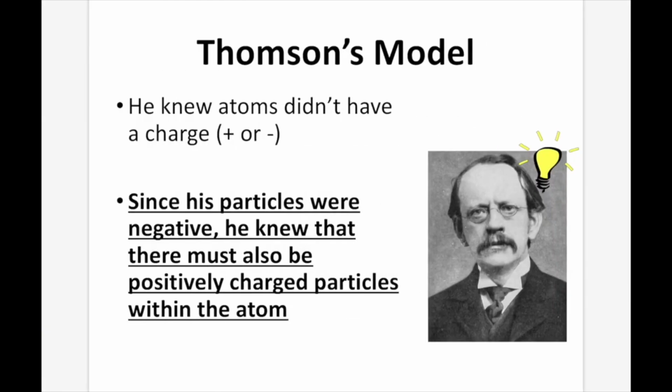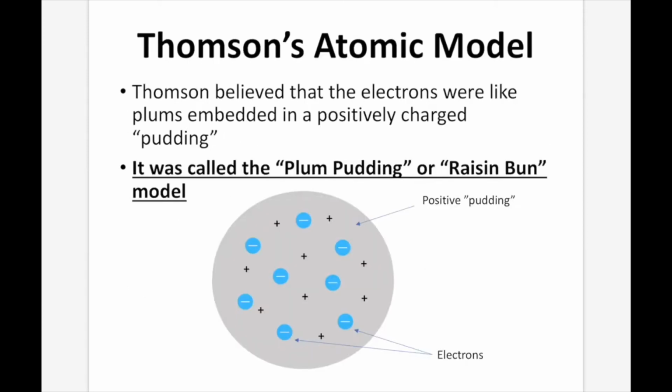Now, Thompson knew that atoms didn't have a positive or negative charge, and since his particles were negative, he knew that there must be positively charged particles within the atom as well. So here's Thompson's atomic model. Thompson believed that the electrons were like plums embedded in a positively charged pudding. It was called the plum pudding or raisin bun model.